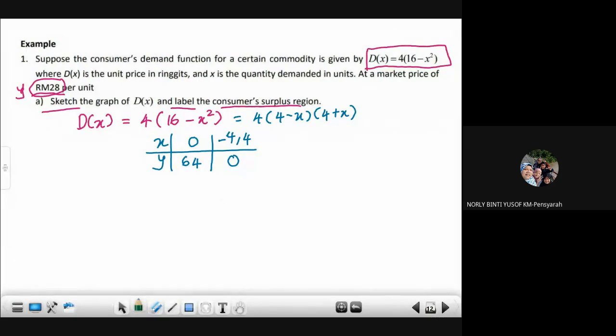Okay. Dia punya graph. So kita pun buat decreasing function turun kan. So you sepatutnya nak buat macam ni kan. Tapi sebab graph CS only in first quadrant, so turun tangga lah macam ni. So this is 64. This is 4.